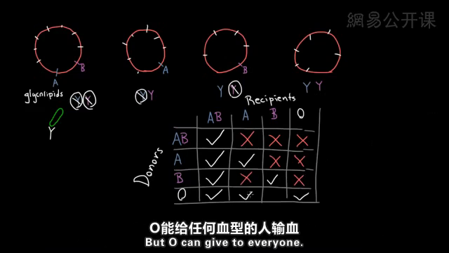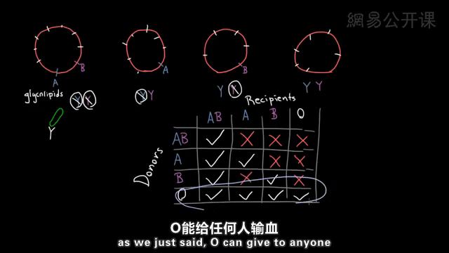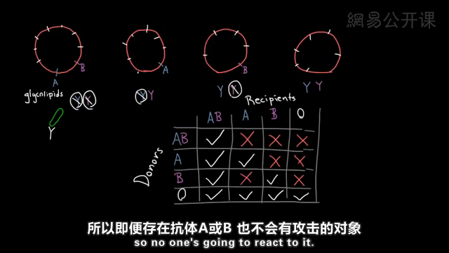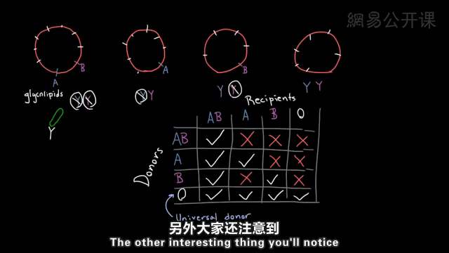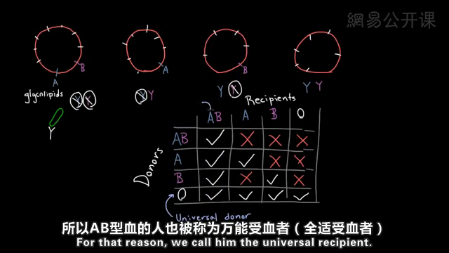But O can give to everyone. So something interesting you'll notice here is, as we just said, O can give to anyone because the O blood type has no A's or B's on it, so no one's going to react to it. So for that reason, we call O the universal donor. And the other interesting thing you'll notice is that AB can receive from everyone. So for that reason, we call him the universal recipient.